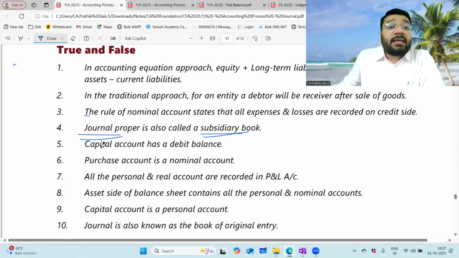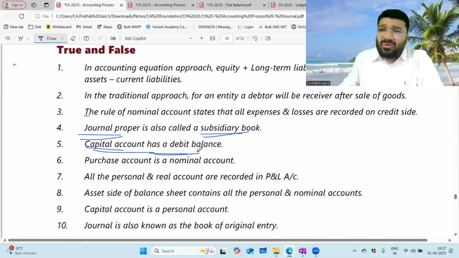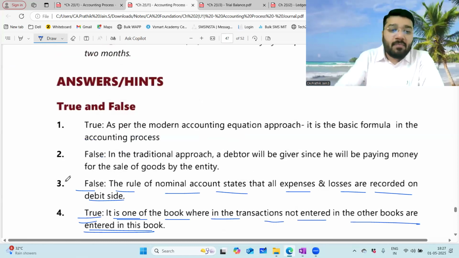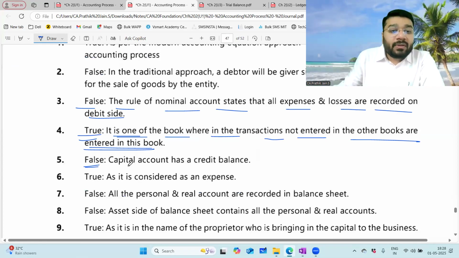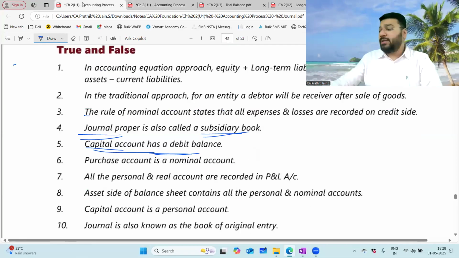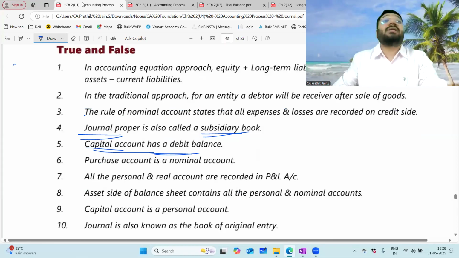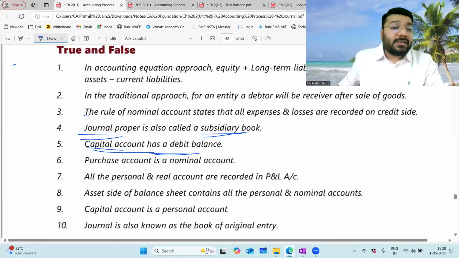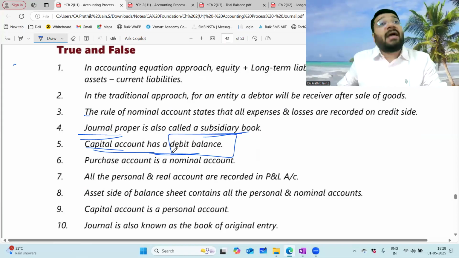Next. Capital account has got debit balance. True, sir? Capital account always has credit balance. False. Capital accounts will have credit balance. See, now the question is, he's telling us sometimes the capital can have debit balance. No, that is an exceptional scenario. Here they're telling capital account is having debit balance. Always will it have debit balance?